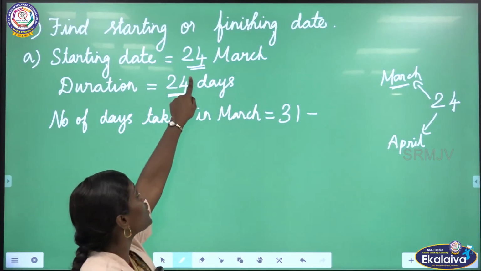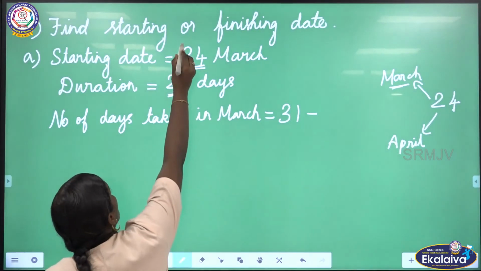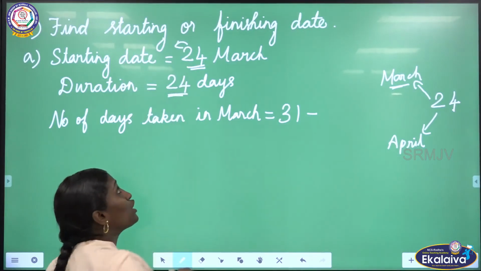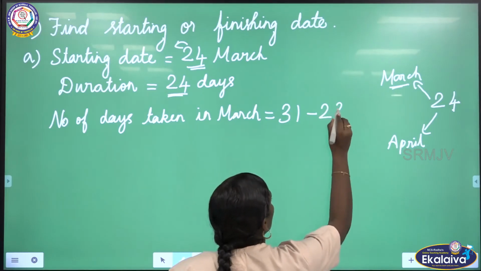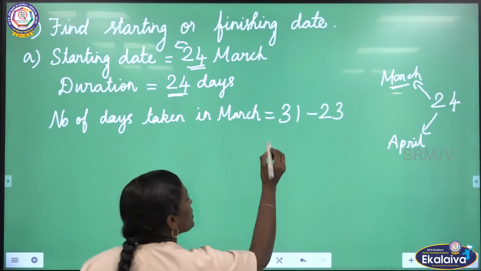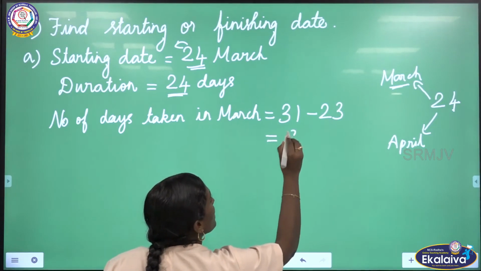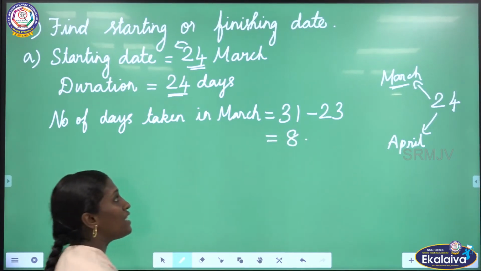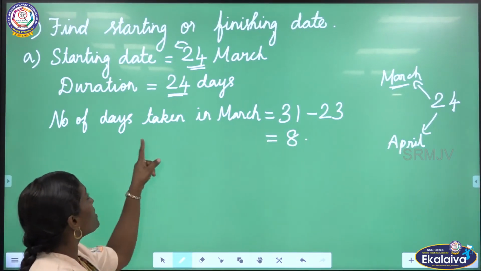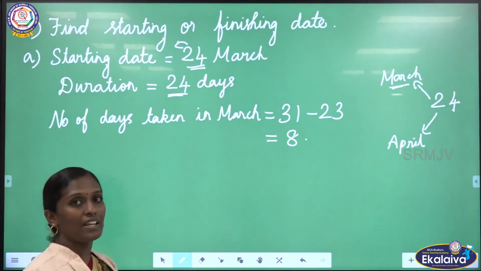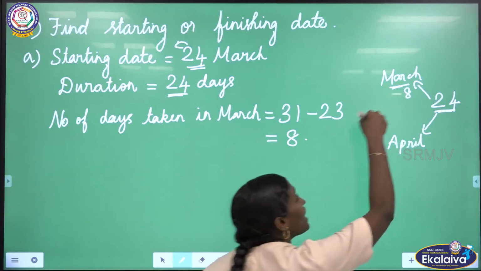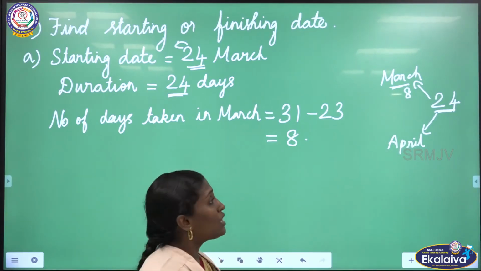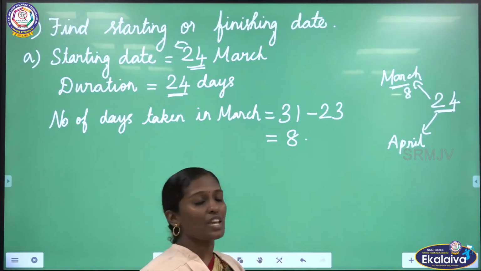The given date is 24th March. We have to take the before date. 24, before 23. So we have to subtract these two. Here 31 minus 23, we will get 8. 8 days. So number of days taken in March is 8 days. From this 24 days, 8 days are there in March month. The remaining days will be in April month.